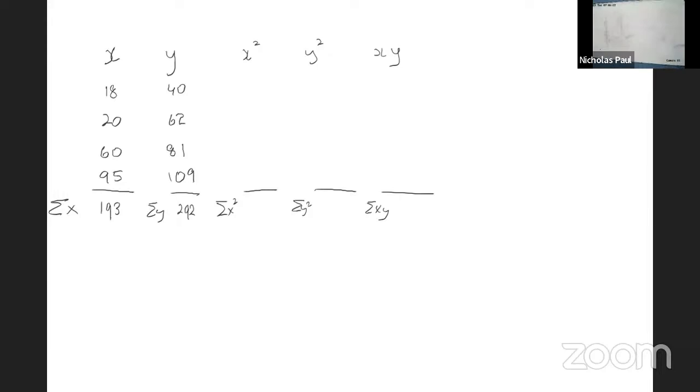Of course, you just square everything to get x squared. 18 squared, 20 squared, those are kind of small. Square 18, come on. 18 squared is 324. What's 20 squared? That's 400. 60 squared is what? 3600. What's 95 squared? 9025. What did you all get for the sum now?